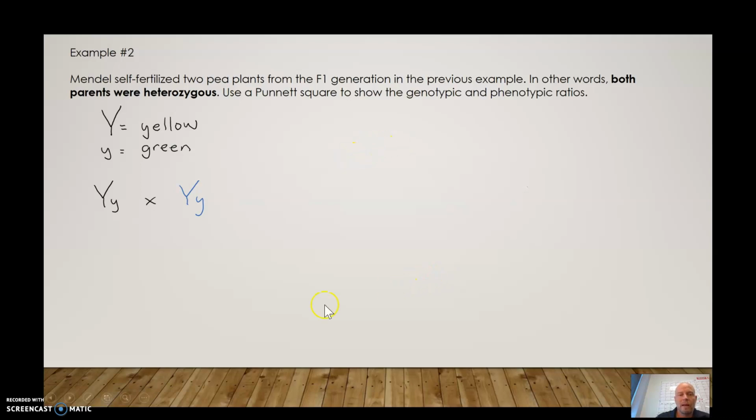So I have a big Y, little y, which is heterozygous for one parent, in black, and I have big Y, little y, which is also heterozygous for the other parent. Why are they heterozygous? It's because you have different alleles. You have a dominant allele paired with a recessive allele.